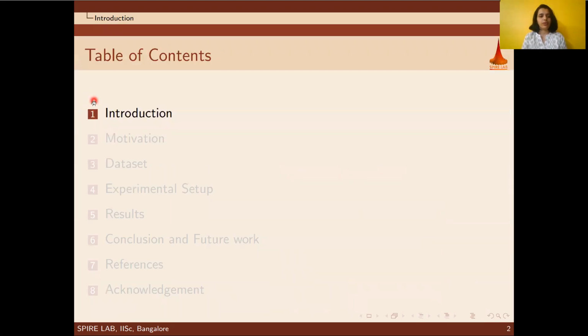Here is the flow of my presentation. First, I will give a brief introduction about the problem statement. Then I'll talk about the motivation behind our work. Further, I will talk about the dataset, experimental setup, and the results that we got in this work. And in the last phase of the presentation, I will conclude the talk and talk about the future work as well.